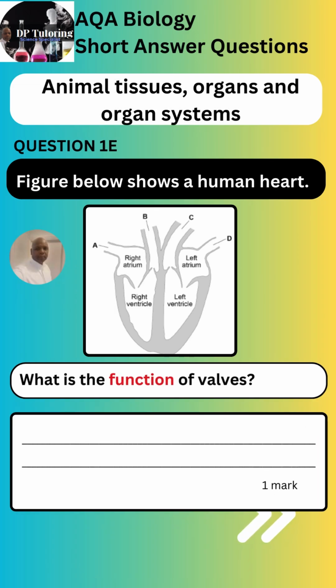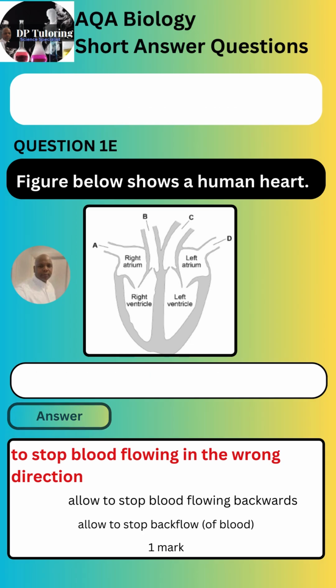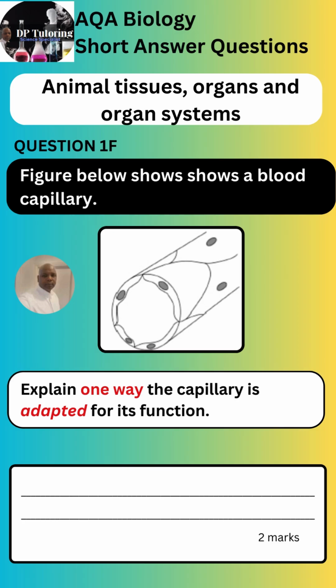The next part of the question now asks you to state the function of the valves. At this point, if you don't know the answer, pause the video and check your understanding before you continue. The correct answer for the function of the valves is to stop blood flowing in the wrong direction, or AQA allows you to say stop blood flowing backwards or to stop backflow, which all of these answers are acceptable answers for AQA.